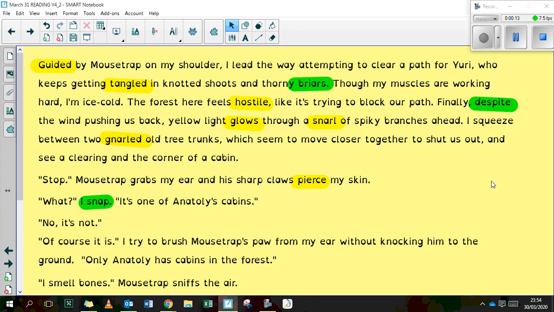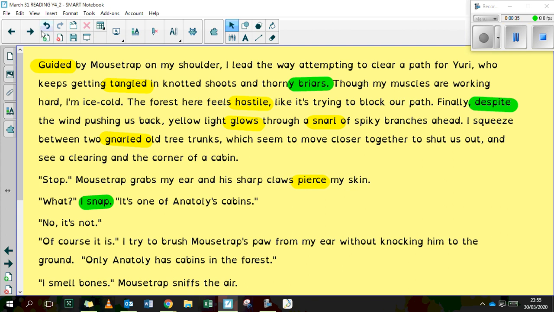So looking back at the text again, I've highlighted some vocabulary that it's really worth us looking into deeper, as well as some words that I'm just going to explain as we read through. Okay, so guided by mousetrap on my shoulder. Guided, that word, what does it mean, guided by mousetrap on my shoulder?